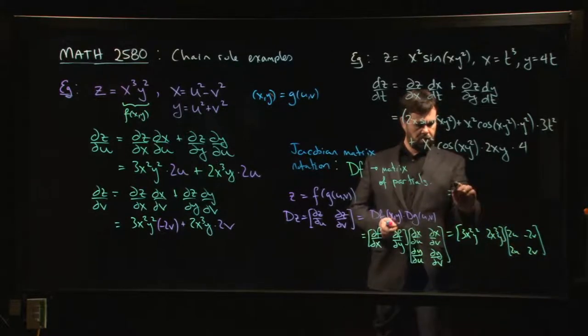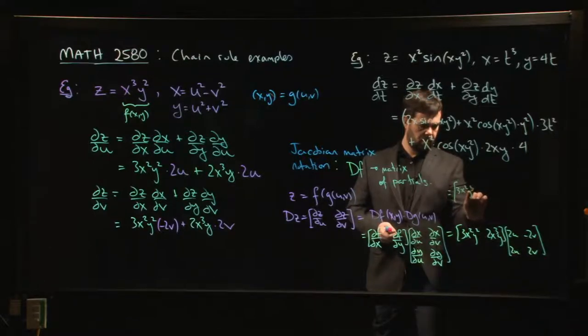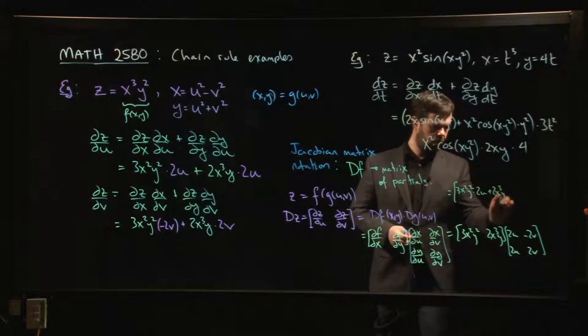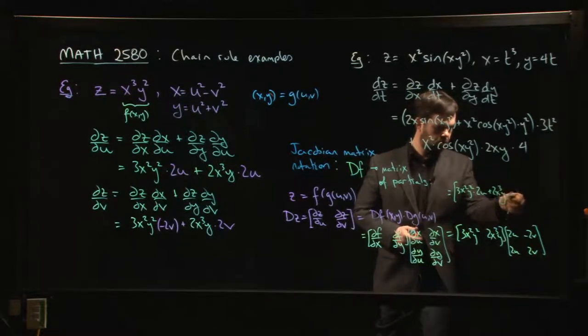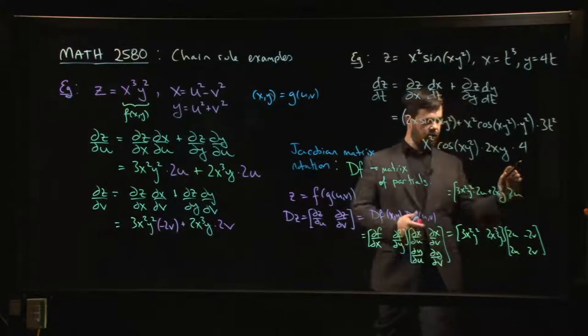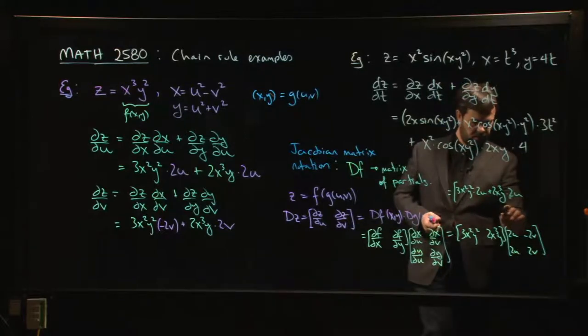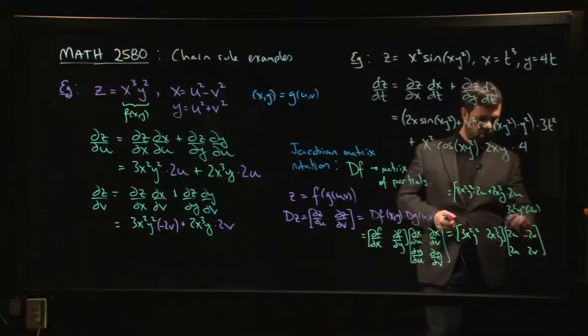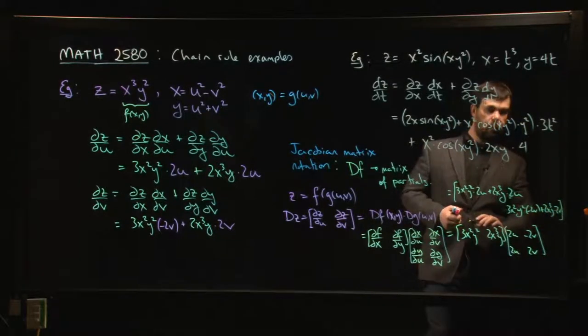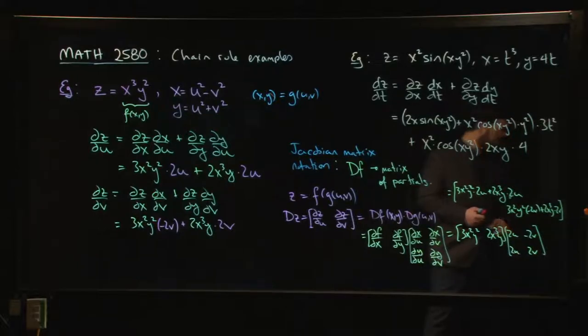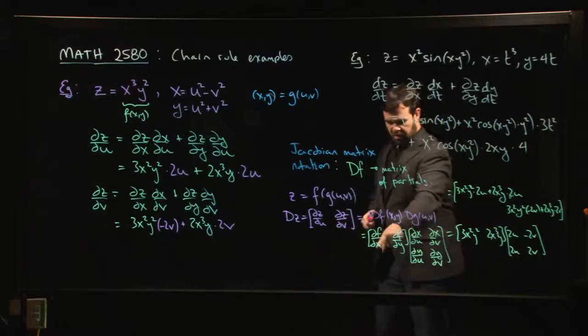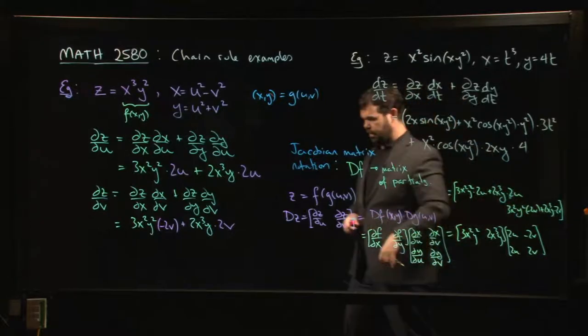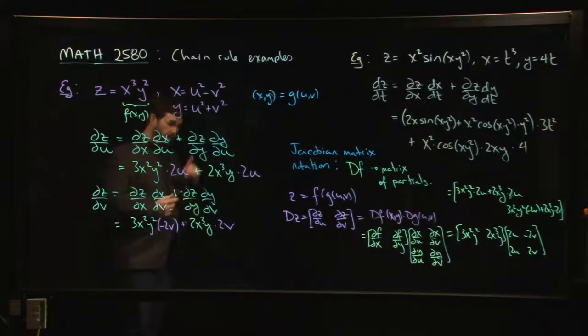So first row times first column, I get 3x squared y squared times 2u plus 2x cubed y, also times 2u. In the first component, in the second component, I have 3x squared y squared times minus 2v, so this row times that column, plus 2x cubed y times 2v. I hope that shows up, that bracket. It might get cut off. I think we're okay. Right? And now if you compare, so df/dx is this part, df/dy is that part, and you do get the same result that we had over here, right?